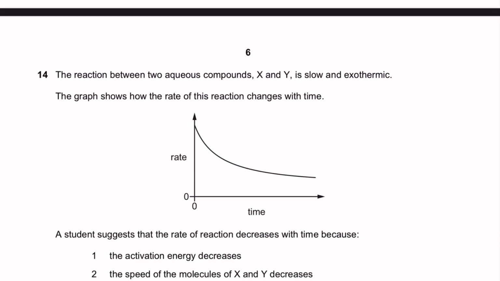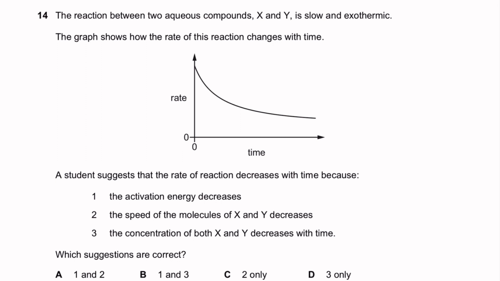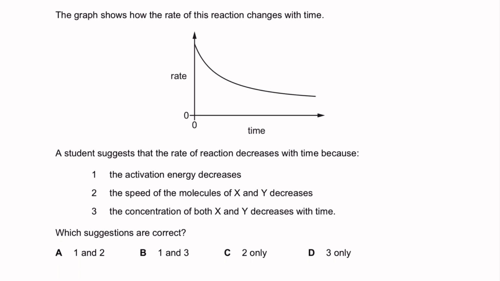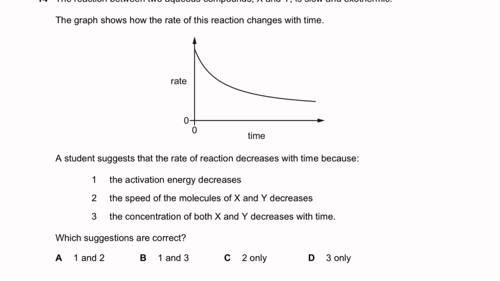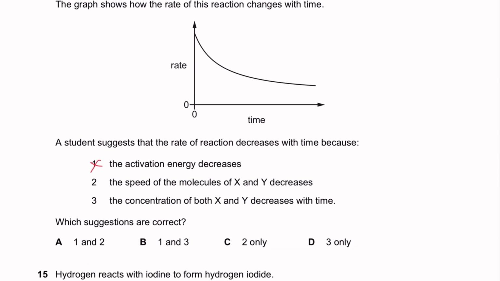The reaction between two aqueous compounds X and Y is slow and exothermic. The graph shows how the rate of this reaction changes with time. A student suggests that the rate of reaction decreases with time because the activation energy decreases. The only thing that affects the activation energy is a catalyst, and there's no catalyst in this reaction. So it's wrong.